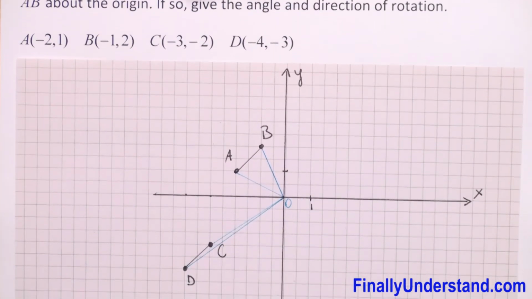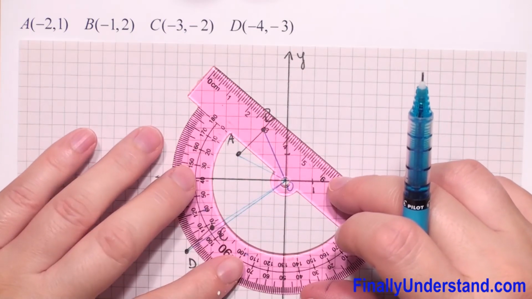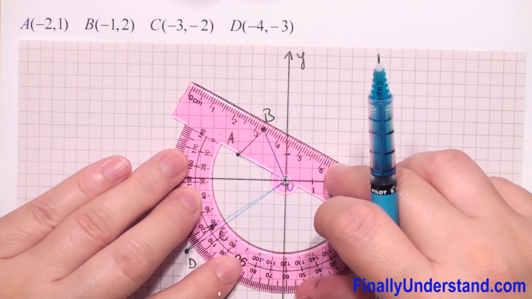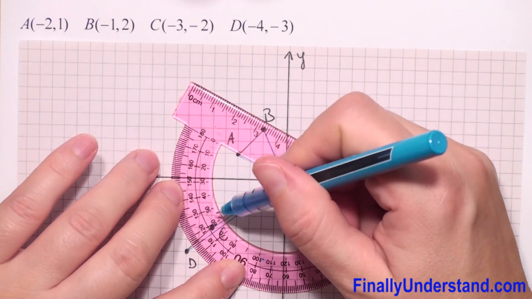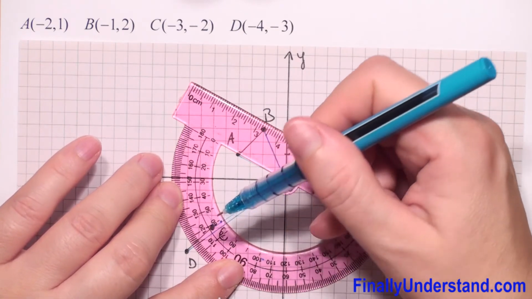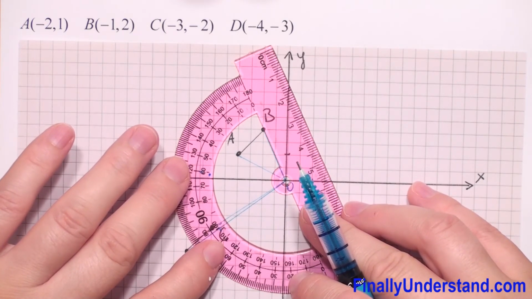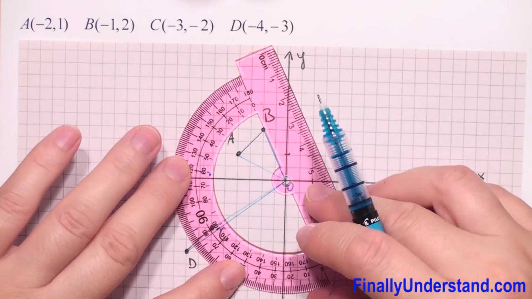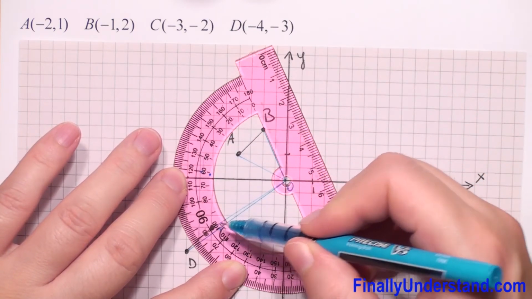And now we have to put the protractor at point O and on the first segment OA, and we have to check how many degrees it is from point A to point C. This is more than 60 degrees. The same we have to do with point B. The protractor must be at the origin and on segment OB. And we see that we now have more than 100 degrees.